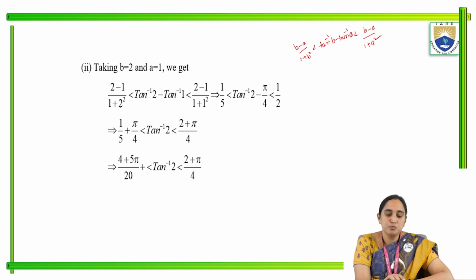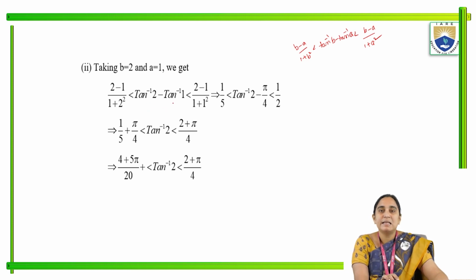Substitute there: 2 minus 1 by 1 plus 2 square is less than B, where we are assuming B is 2 and A is 1. That is, tan inverse 2 minus tan inverse 1 is less than 2 minus 1 by 1 plus 1 square. After simplifying, this is 1 by 5 less than tan inverse 2 minus tan inverse 1, whose value is pi by 4, less than 1 by 2.